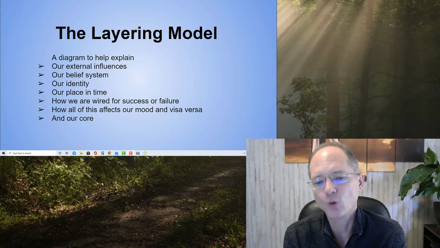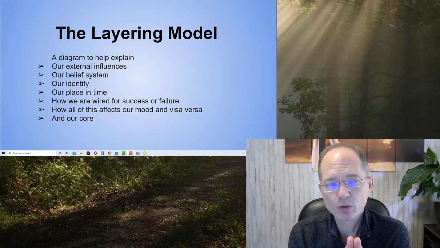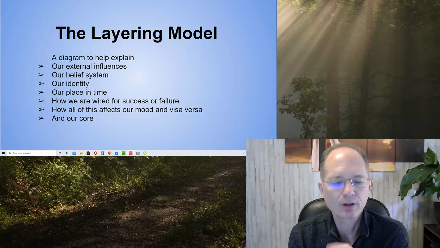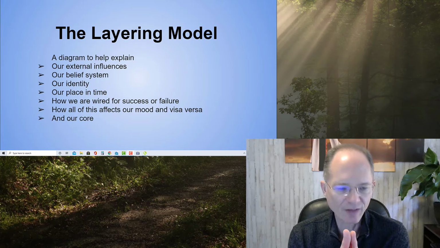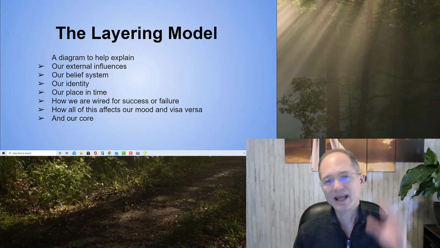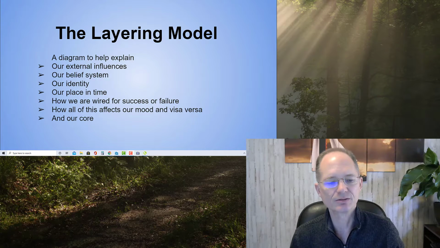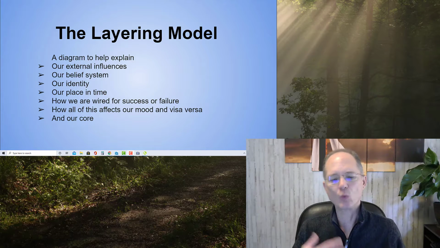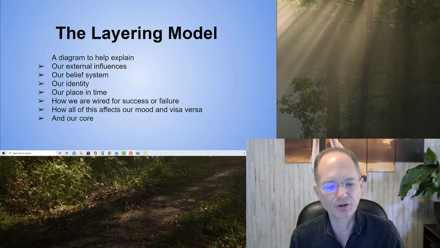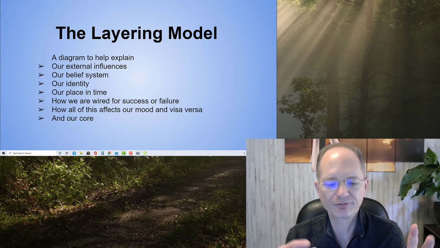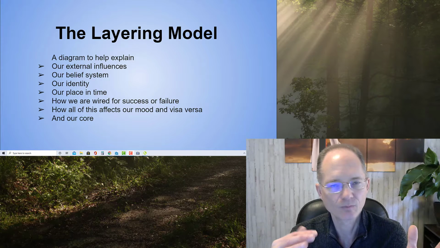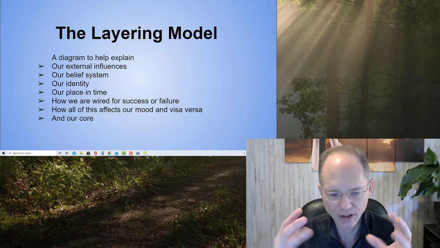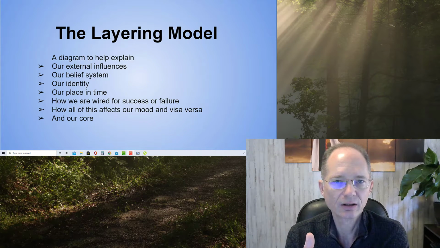I wanted you to do that before we looked at this layering model because I wanted you to have a little idea of how things already affect you. So a little bit about this layering model here. This is a diagram to help explain external influences, our belief system, our identity, our place in time, maybe how we're wired or focused for success or for failure. And then how does this all affect our mood and vice versa, and our core of who we are. All of these things we're kind of going to talk about, kind of scratch the surface anyway, of how these are related and how it affects our mood.